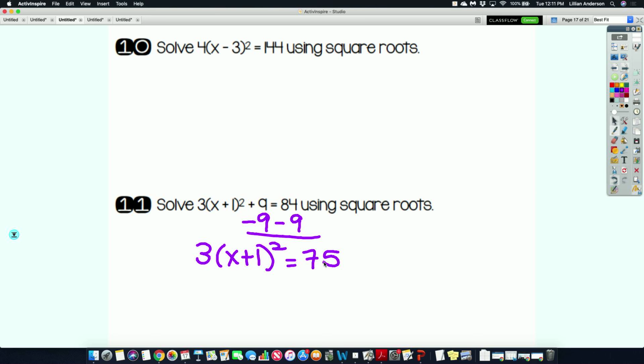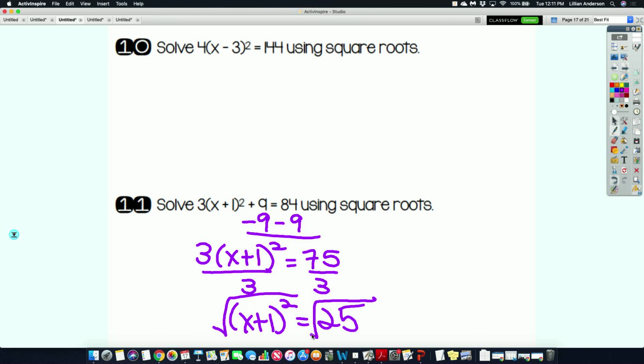My square part is not alone. I need to do what? What's 75 divided by 3? What do I need to do next? Take the square root. Now at this point, don't forget, when I take the square root in the equation, it's going to be what?